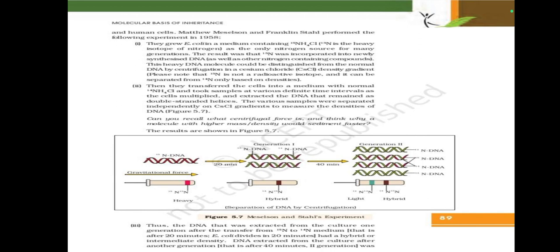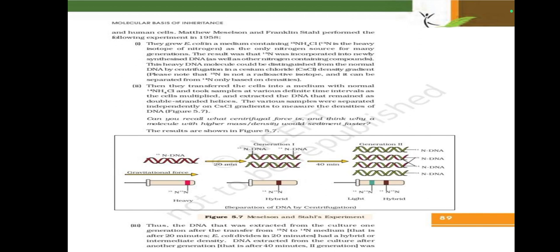Various samples were separated independently as CsCl gradients. Now, to measure the densities, cesium chloride gradients are used to measure the densities of DNA, figure 5.7. Can you recall what centrifugal force is, and think why a molecule with higher mass density would sediment faster? The result is shown in figure 5.7.